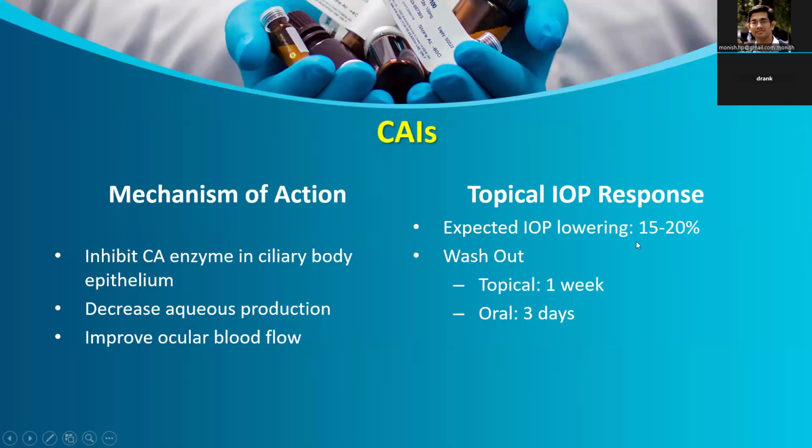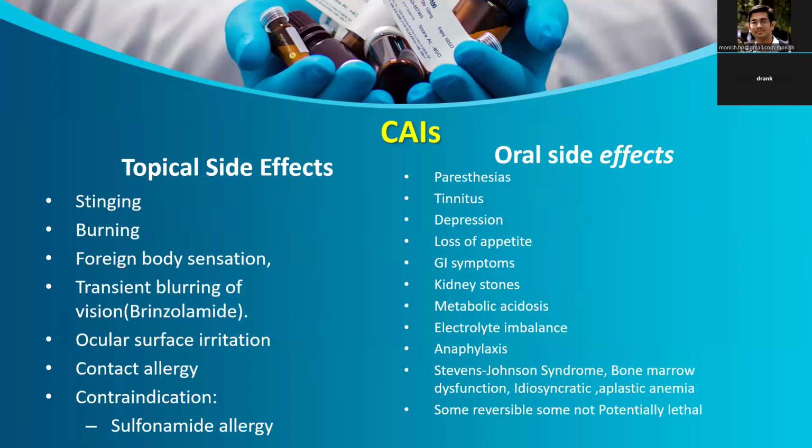Their response is around 15 to 20% of IOP lowering. Washout takes around 1 week for topical, and for oral it takes around 3 days. What are the side effects? Carbonic anhydrase inhibitors are associated with multiple side effects. Because of so many side effects, systemic carbonic anhydrase inhibitors like acetazolamide are avoided for long-term therapy. They are given for short-term therapy only because of multiple side effects with systemic therapy, ranging from paresthesia, depression, loss of appetite, GI symptoms, acidosis, and electrolyte imbalance. So we prefer topical formulations only.